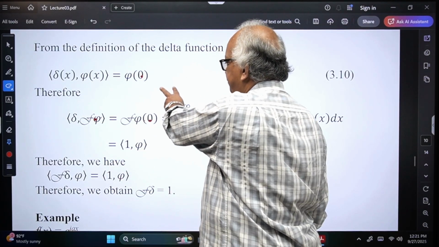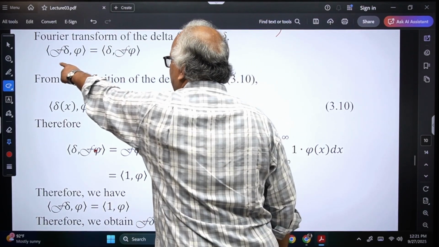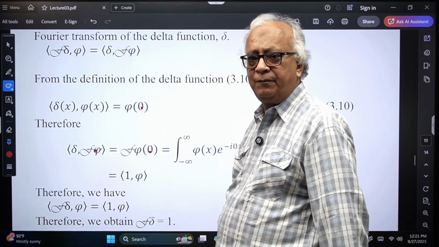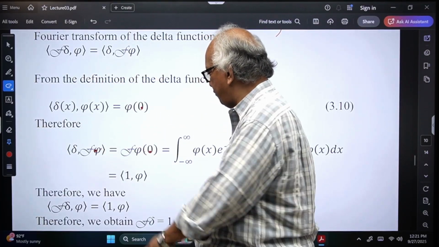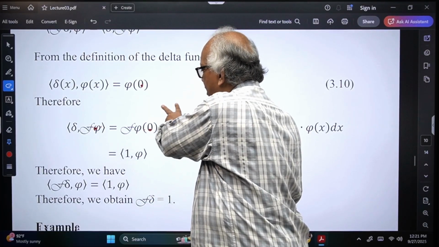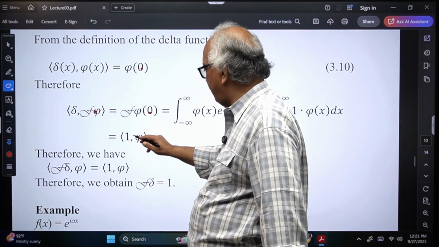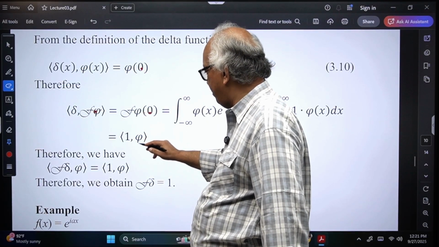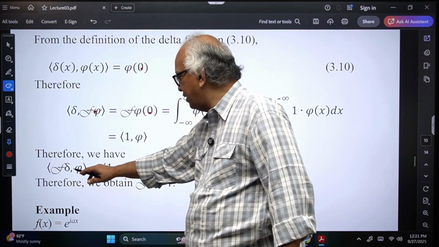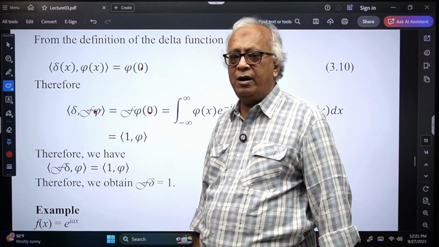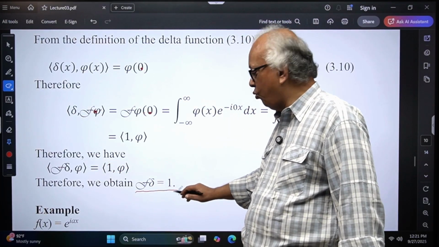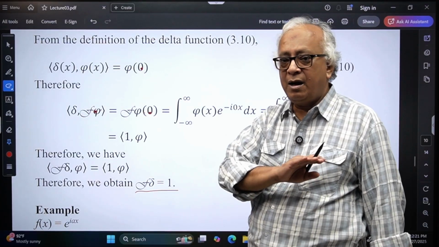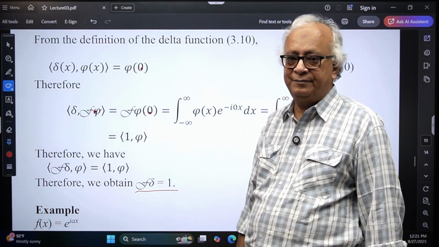Fourier transform delta paired with phi was delta paired with Fourier transform of phi, and delta paired with Fourier transform of phi came out to be 1 paired with phi. Therefore, Fourier transform delta paired with phi is 1 paired with phi. Therefore, Fourier transform of delta is 1. Clean definition.